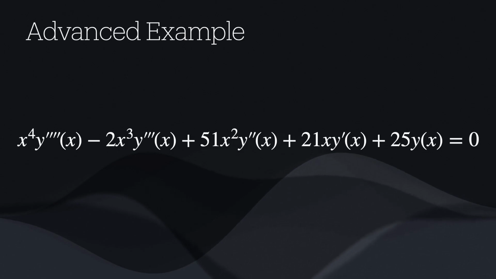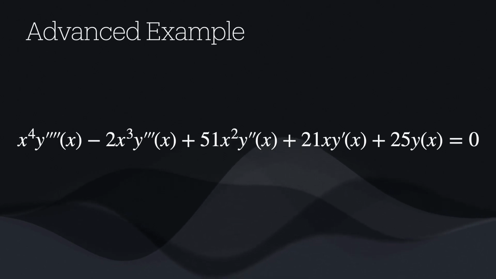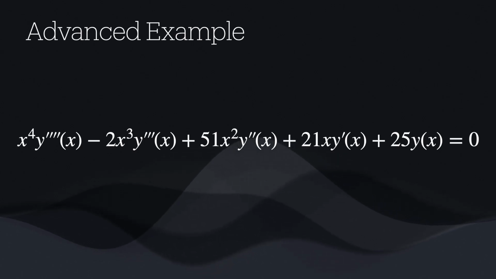Let's cover just one more advanced example. This time, we have a fourth order Cauchy Euler equation. The equation is x to the fourth power y quadruple prime of x minus 2x cubed y triple prime of x plus 51x squared y double prime of x plus 21x y prime of x plus 25y of x equals 0.